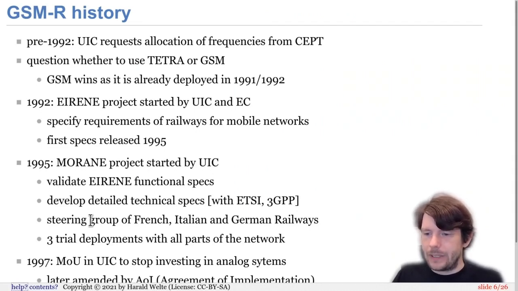And within MORAIN also, it was not just specification work, but a steering group of French, Italian, and German railways was put in place. And as part of the project, also 3 trial deployments of GSM-R were done, one in the Paris area, one I think in Frankfurt or so in Germany, and another one in Italy, I don't know where exactly. So 3 trial deployments with all parts of the network, from user equipment to radio access network to core network, to get first experience with this.